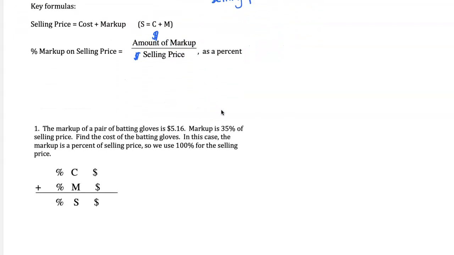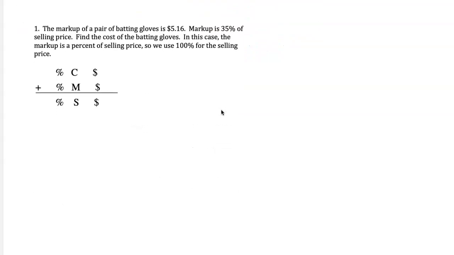Let's get started. The markup of a pair of batting gloves is $5.16. I'll put that in the chart right away. Markup is 35% of selling price. So that tells us two things. Markup is 35%, so we're going to put the 35% next to the markup row. It also tells us that because we're using a percent of selling price, 100% goes in the selling price row.